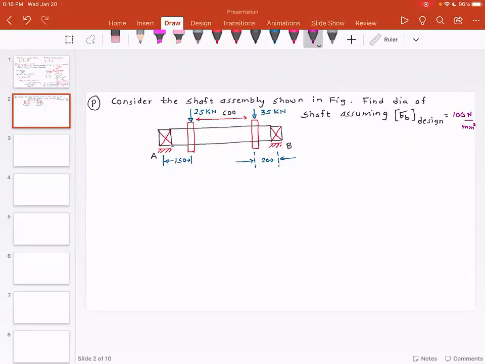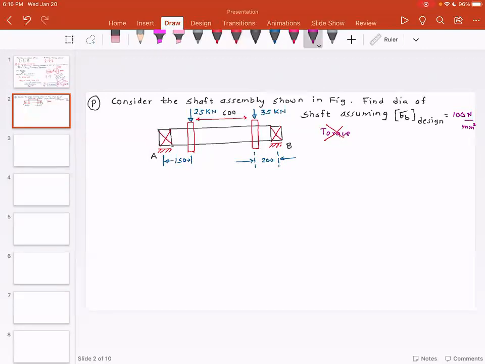So now in this problem, we have a shaft, but this shaft for the time being is not rotating. So please note, there is no torque. This is an important observation. So right now, this shaft is doing nothing but supporting the weight of the pulleys. So this is actually a bending problem.